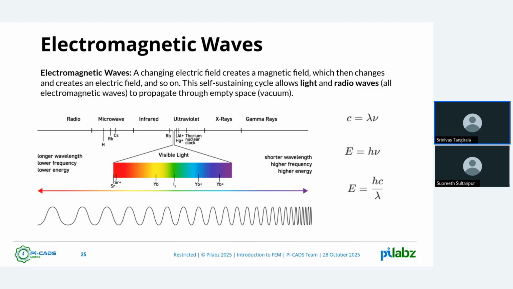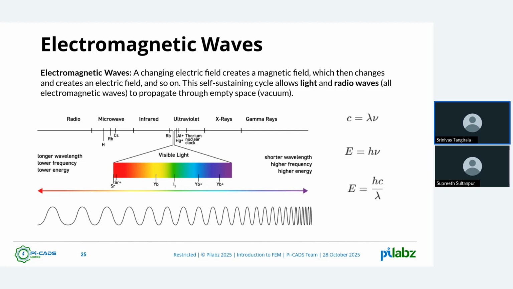And frequency and energy are also related by Planck's equation, E is equal to h nu. And if you substitute c is equal to lambda nu, you end up with energy is equal to hc by lambda. And both energy and mass are also related by Einstein's famous relativity equation, right? E is equal to mc squared. So energy and mass also can change.